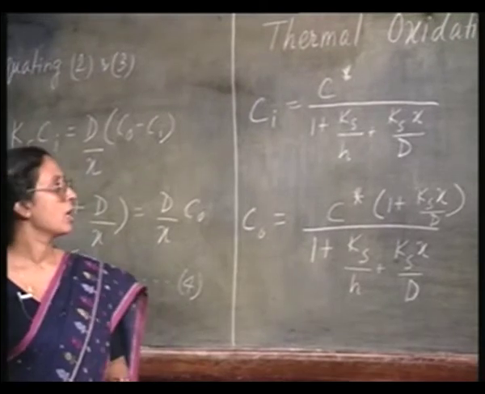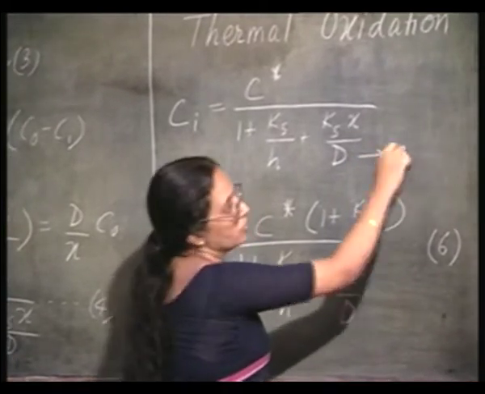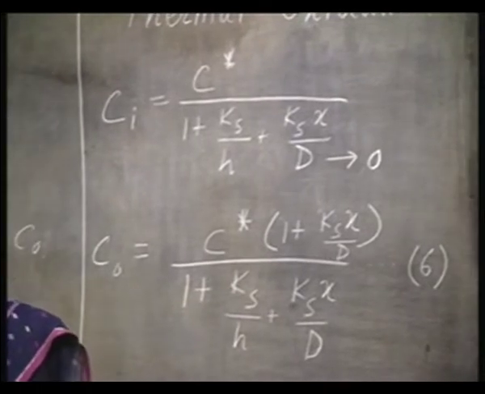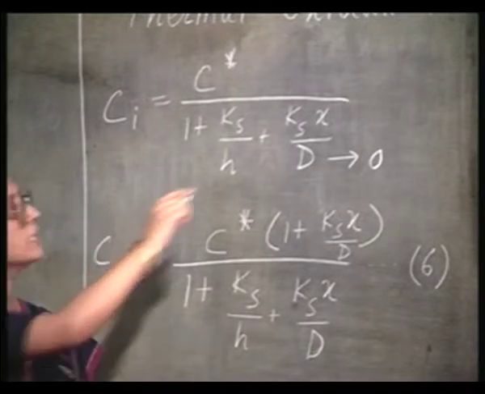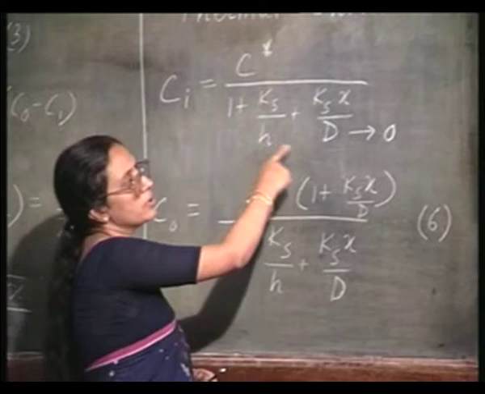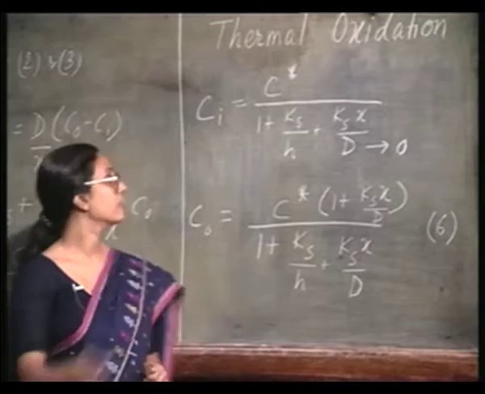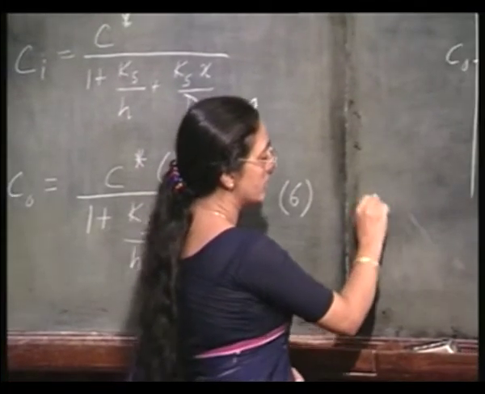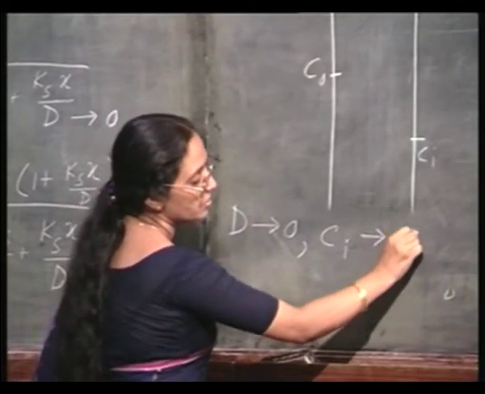One case is, suppose D is tending to 0, that is my case number 1. If D tends to 0, then what happens? If D tends to 0, then this denominator becomes a very large quantity. Agreed? And therefore, Ci will become very small, Ci will tend to 0. So, case 1, that is when D tends to 0, Ci tends to 0.